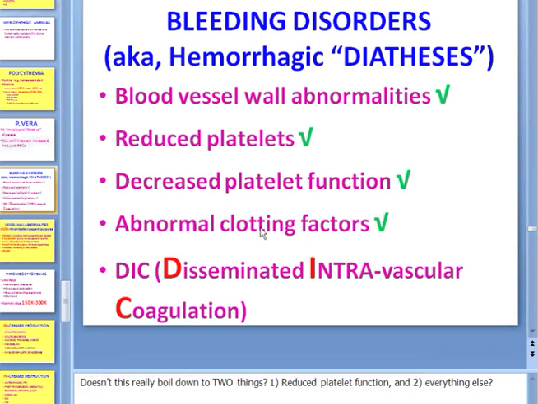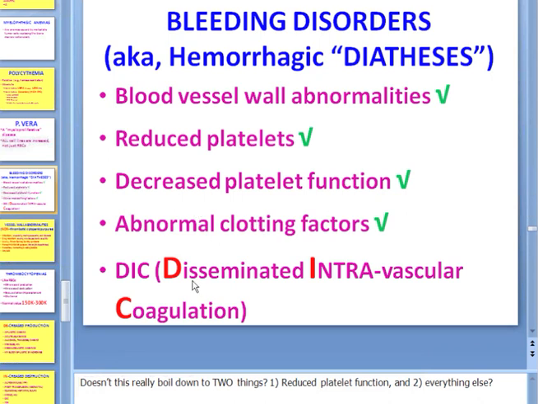Another reason to have a bleeding disorder is to have normal platelets and normal blood vessel walls, but you have abnormal clotting factors, of which the hemophilias A and B and a few other things are important. And probably the single most important common clotting factor disorder is something called a von Willebrand's deficiency. And you know what? I'm going to tell you something. I don't think I've ever seen a board where they didn't have a von Willebrand patient on there. Probably because it's the most common clotting disorder.